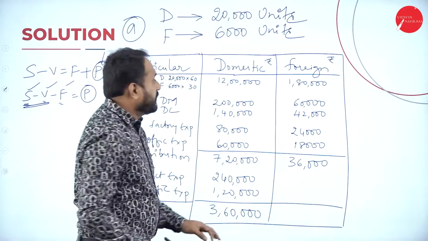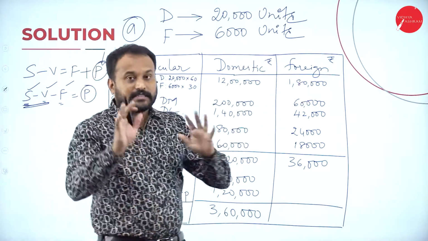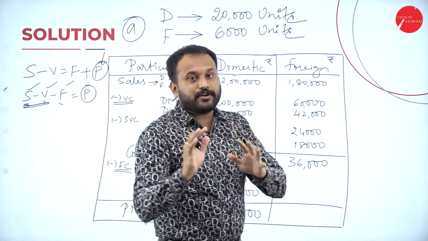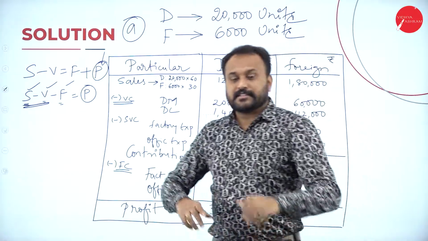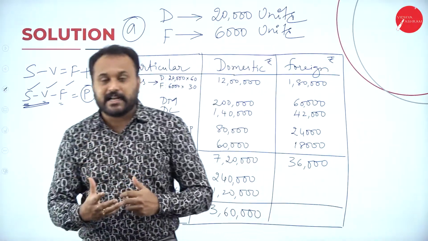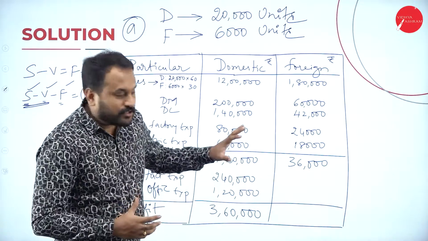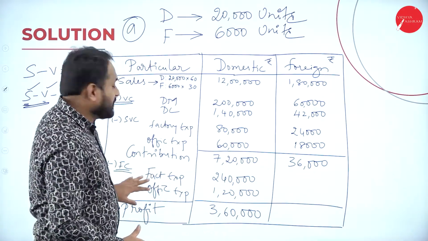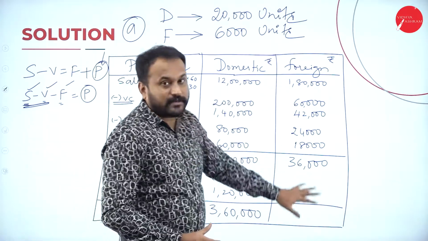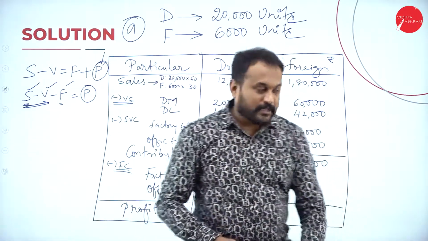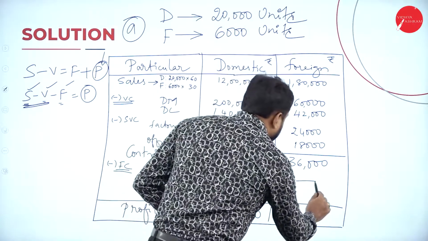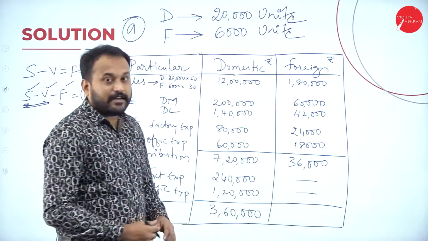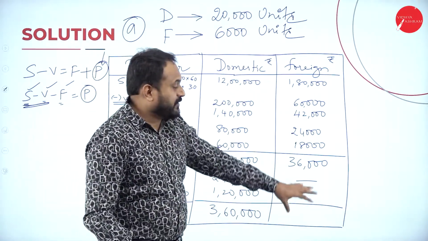3,60,000 profit in the domestic. Now understand, this is where you are supposed to know. This is what you are supposed to understand. And this is how you are supposed to solve. Do not write the fixed cost amount in the foreign. The reason I'll tell you here: this is blank, nil and nil. Reason I'll tell you, sir, even for foreign we are supposed to do.